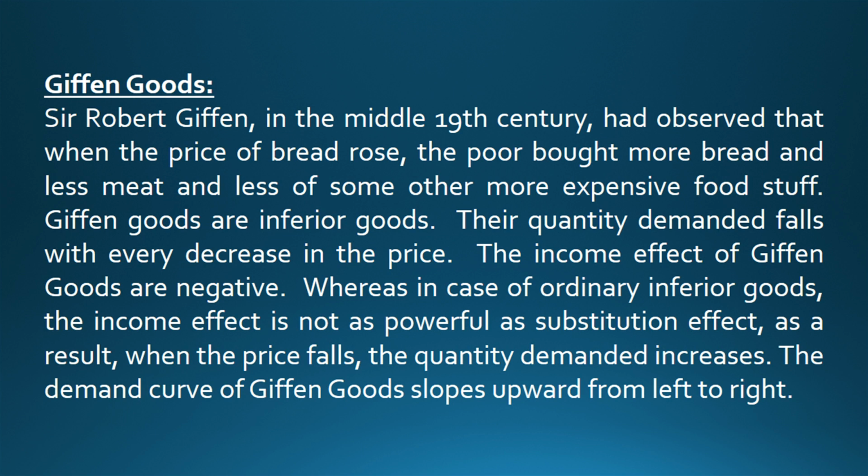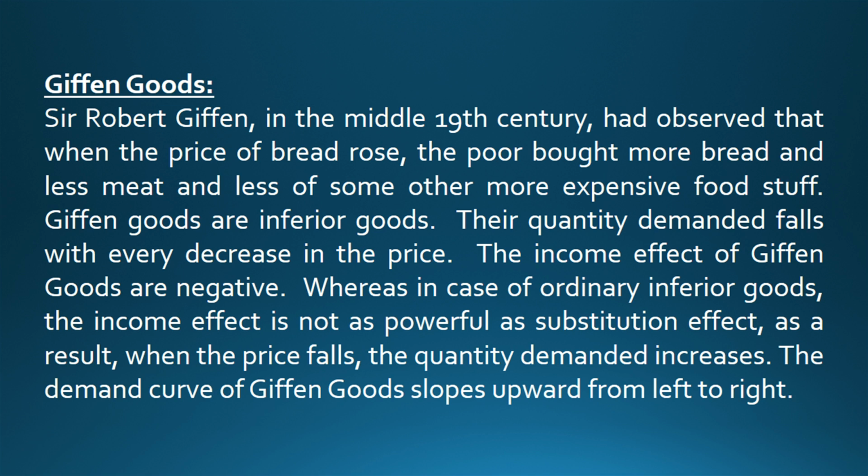Giffen Goods. Sir Robert Giffen, in the middle of the 19th century, observed that when the price of bread rose, the poor bought more bread and less meat and less of some other more expensive foodstuff. Giffen goods are inferior goods. Their quantity demanded falls with every decrease in the price. The income effect of Giffen goods is negative.